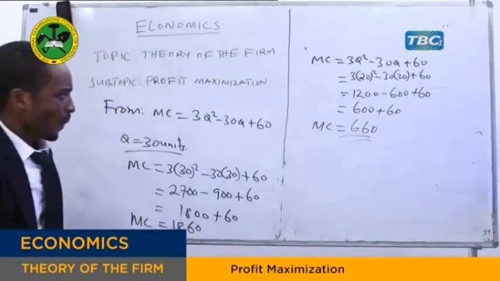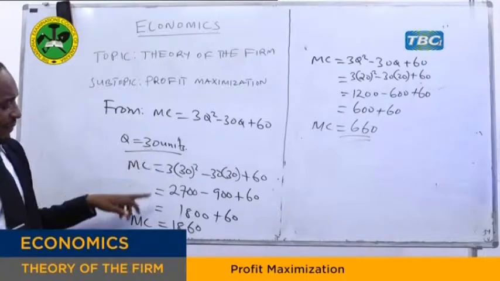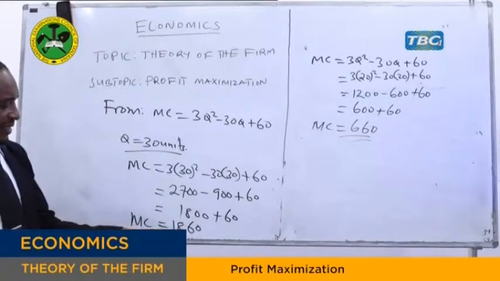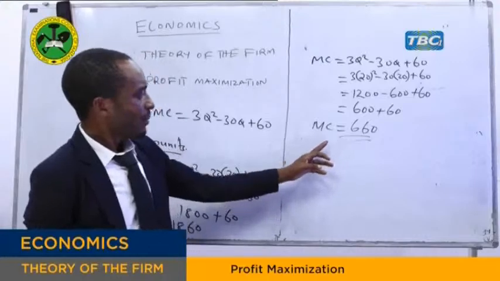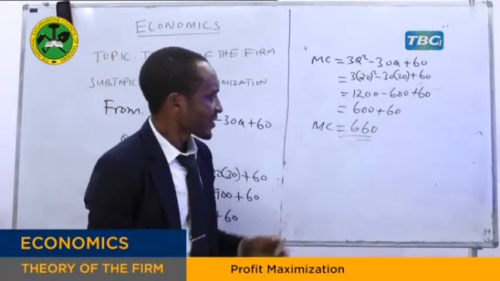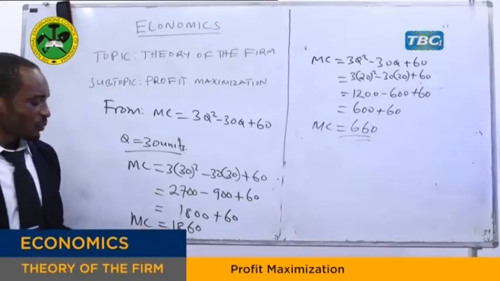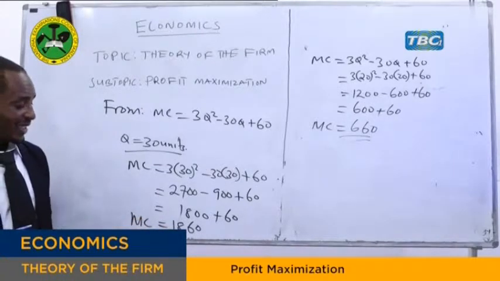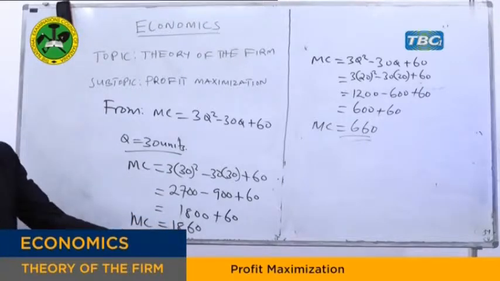So you can compare when you produce 30 units, the marginal cost is 1,860. And here the marginal cost, or the additional cost, is 660. So in this case, it means when you increase 1 unit of output, the additional cost will be very, very high. So in that case, it doesn't make sense to increase output since the additional cost will be too large.